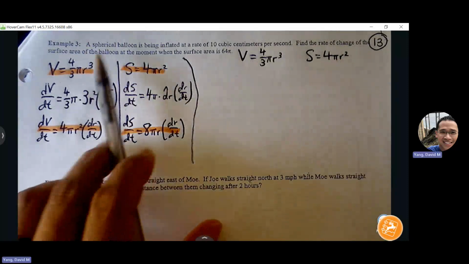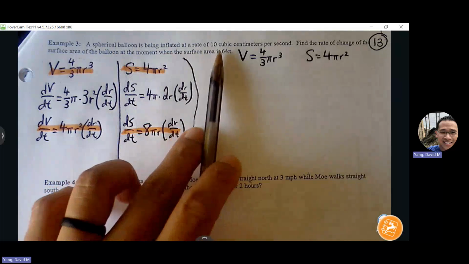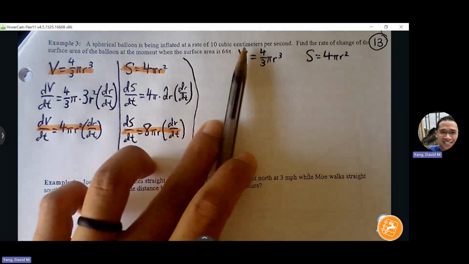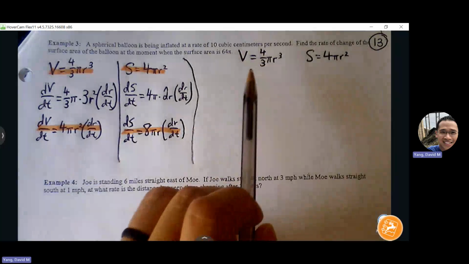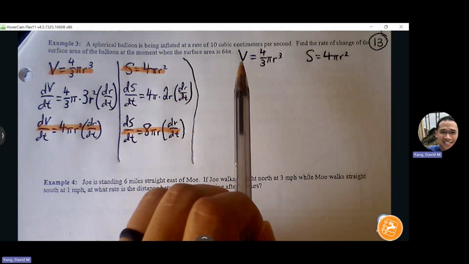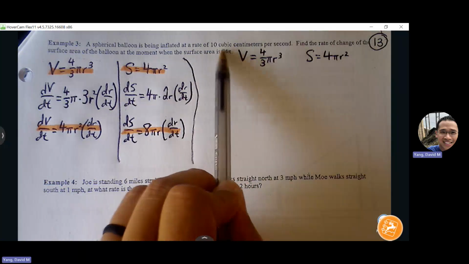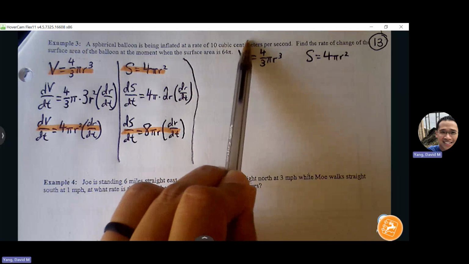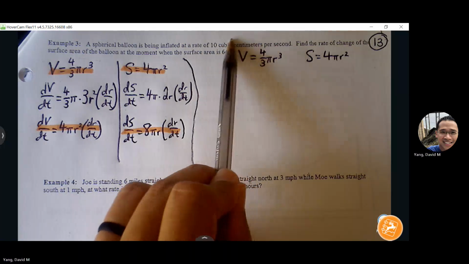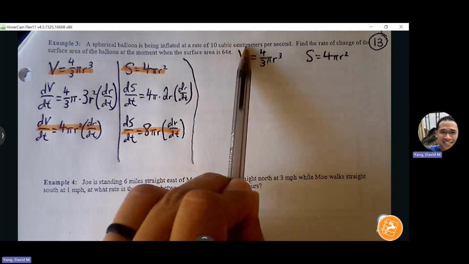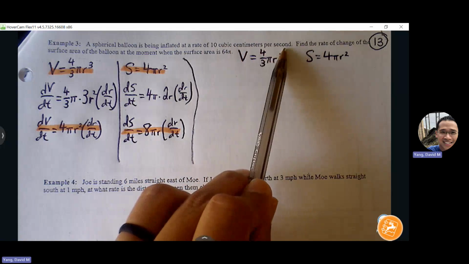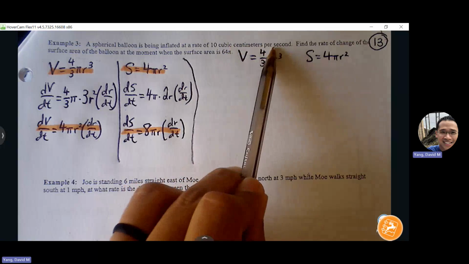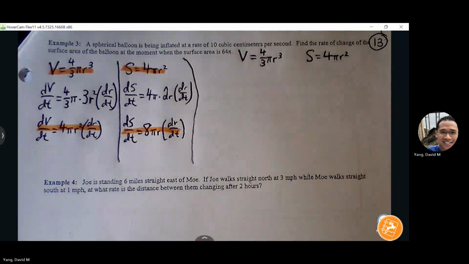Okay, let's gather some information here. A spherical balloon is being inflated at a rate of 10 cubic centimeters per second. What variable is that referring to? dV over dt. If you're ever unsure what variable is being talked about, look at the units. The units should help give it away. Cubic centimeters, that's definitely a volume, a three-dimensional volume thing, right? Per second, it has to be a time thing. So cubic centimeters, that's dV over dt, right?